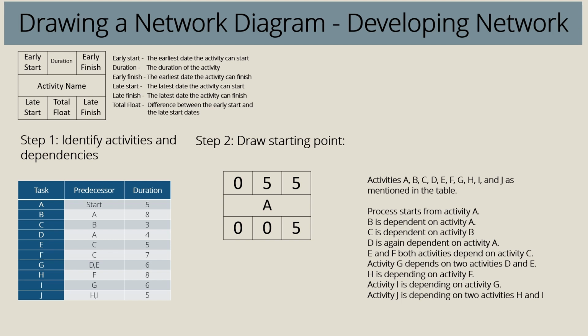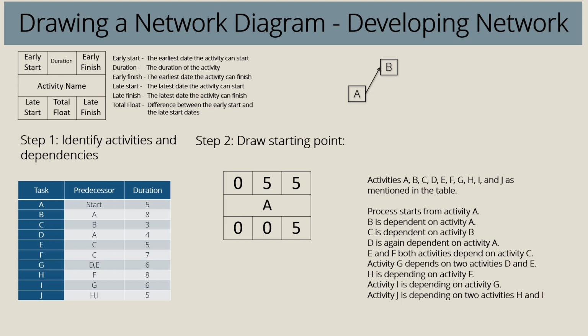Let's plot the identified activities into a network diagram. Activity A is the starting point, so we draw and mention the activity A in a box. Activity B is dependent on activity A, implying that the activity B can only start once activity A is finished. Let's plot this activity B next to A and join it with an arrow pointing towards activity B. The sooner activity B can start is on or after the 5th day.